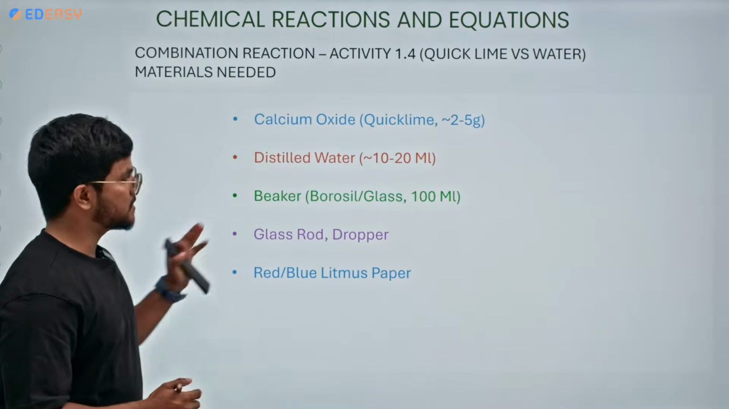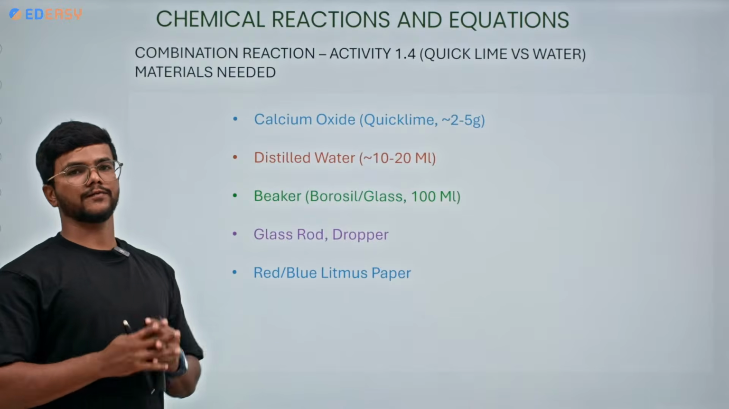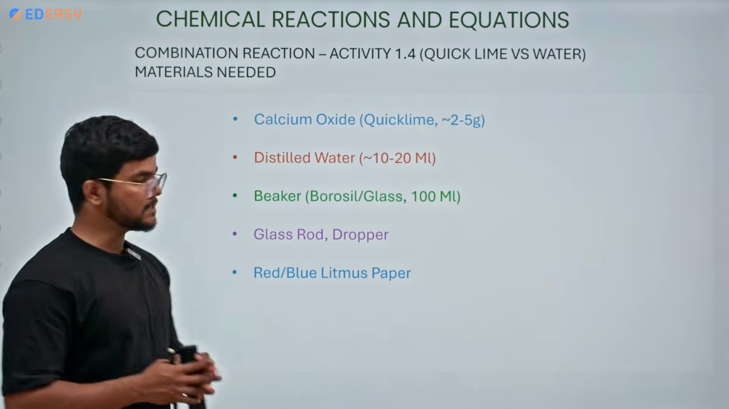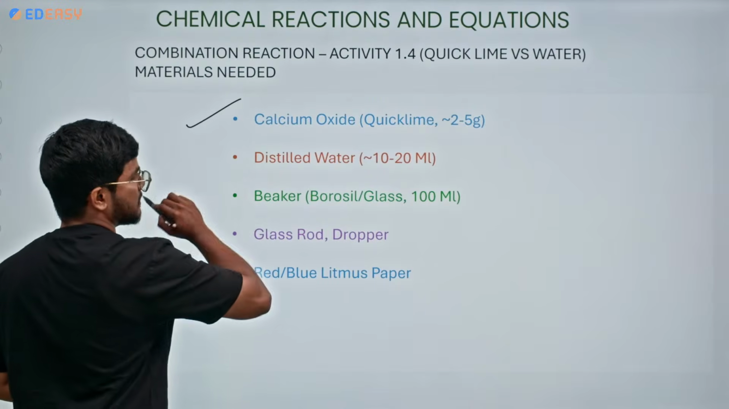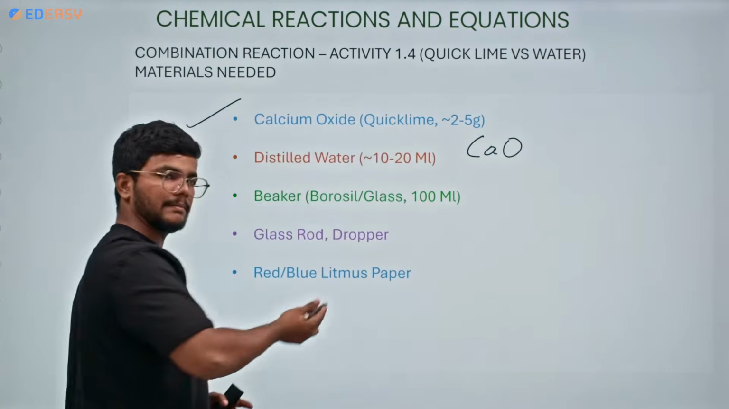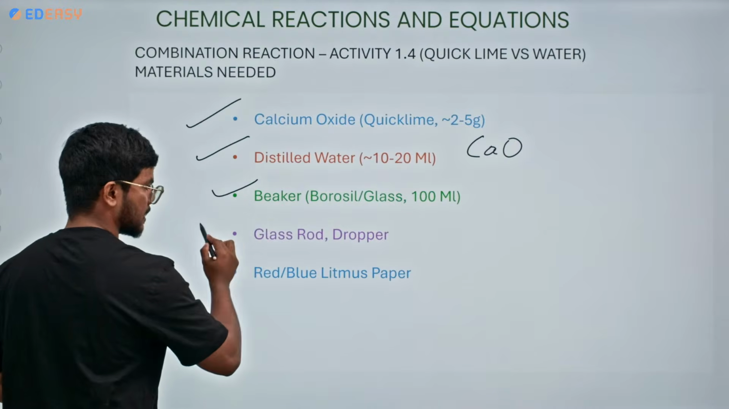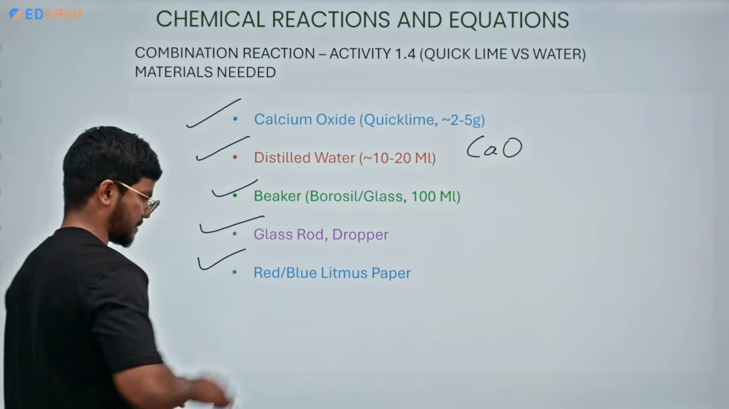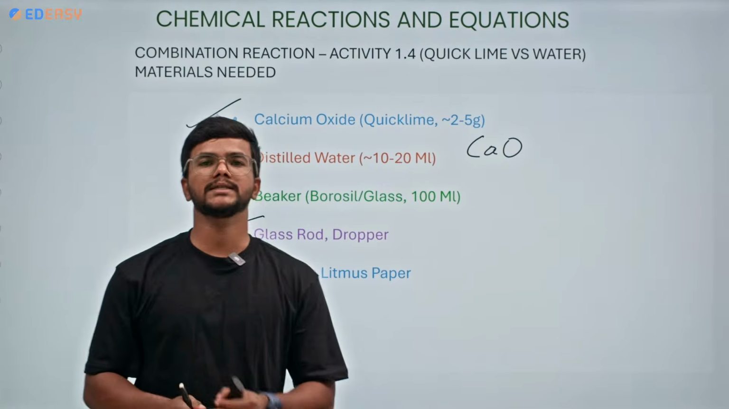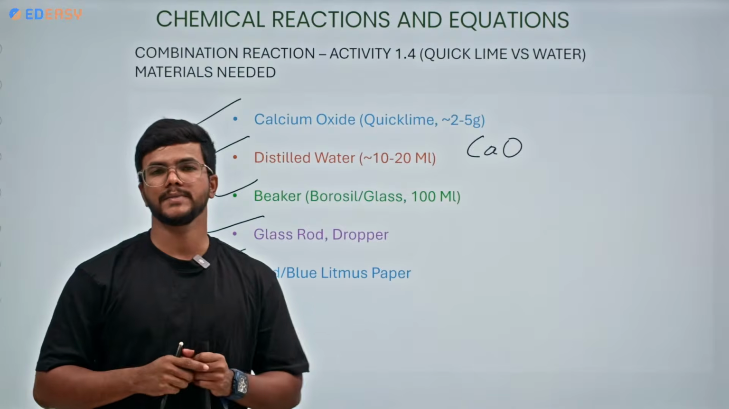First, what are the materials or apparatus required for this activity 1.4? Calcium oxide, whose formula is CaO, also called quicklime, distilled water, beakers, glass rods, and litmus paper. What is the need of litmus paper? To check the acidity or basicity of the solution, we need litmus paper.